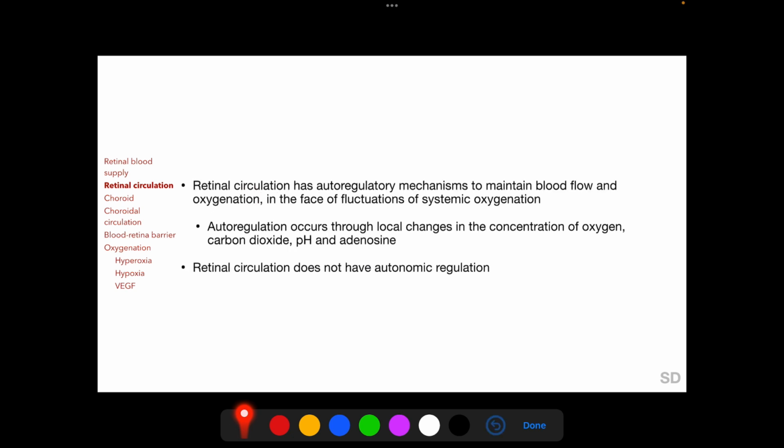Retinal circulation has autoregulatory mechanisms to maintain blood flow and oxygenation in the face of fluctuations of systemic oxygenation. Autoregulation occurs through local changes in the concentration of oxygen, carbon dioxide, pH, and adenosine. Retinal circulation, however, does not have regulation from the autonomic nervous system. We'll find that in the choriocapillaris there is no autoregulatory mechanism but does have autonomic regulation by the autonomic nervous system.